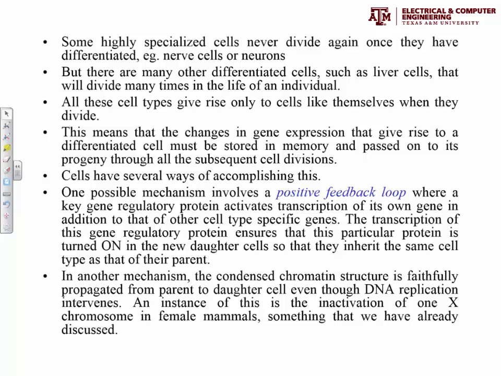In another mechanism, the condensed chromatin structure is faithfully propagated from parent to daughter cell, even though DNA replication intervenes. An example of that is the inactivation of one X chromosome in female mammals. Because if the paternal chromosome is inactivated in a cell, then all the descendants from that cell will have the paternal chromosome inactivated, although in between there is DNA replication every time the cell divides.